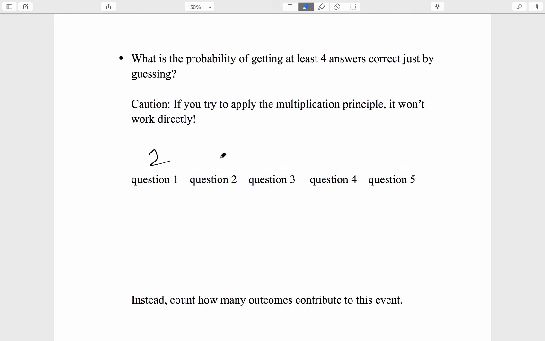But that means that this counting problem is not a job for the multiplication principle. There is not a single unambiguous number that we can put in the slot for the second stage for question 2. Similarly, there isn't one unambiguous number that we can put in this slot for question 3. We're going to have to think about it in a different way. We're going to need a more direct way of counting how many outcomes contribute to this event.